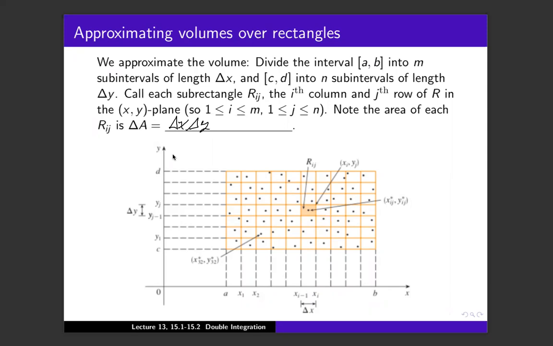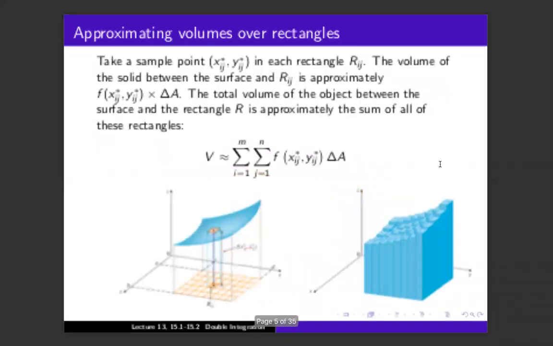Rij, by the way, is what we're going to use for our notation when we talk about that rectangle in the ith column and the jth row. So with that in mind, we'll continue. We'll look at how this unfolds.